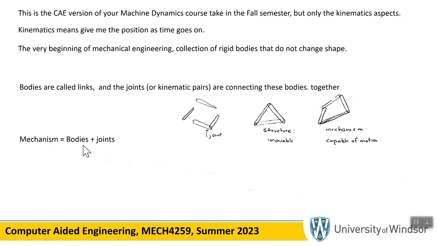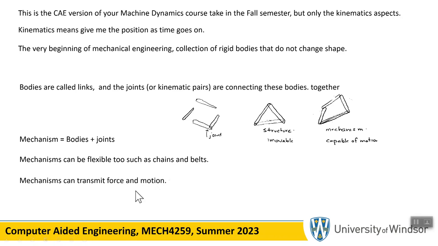So a mechanism is nothing but a collection of bodies and joints, or kinematic pairs. And remember, mechanisms, at least the way you did it in your machine dynamics class, you assumed that they were rigid. And that's exactly what we're going to do here. But they can be flexible too, such as chains and belts, etc. We're not going to worry about those.